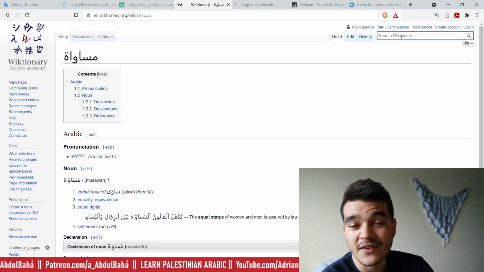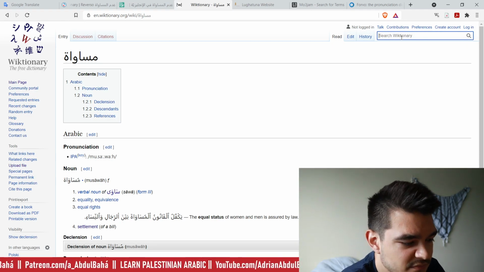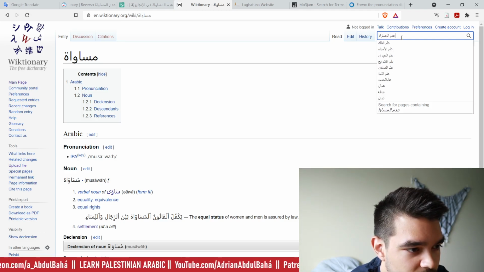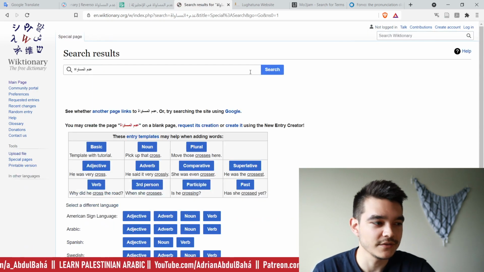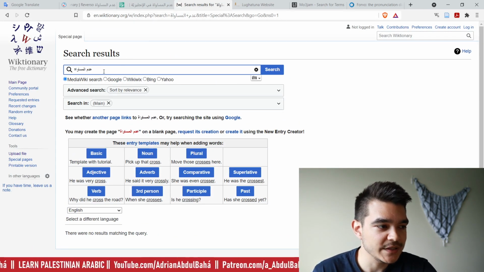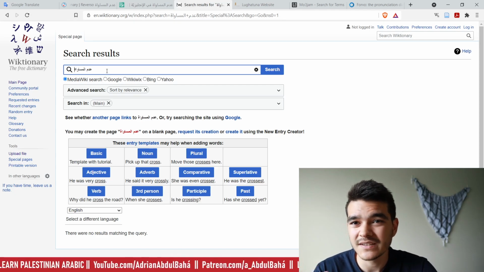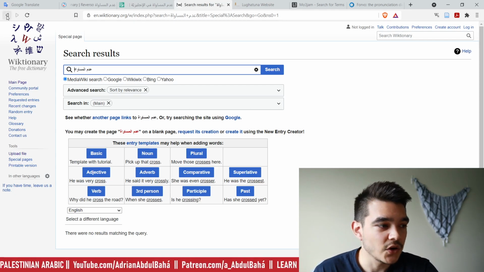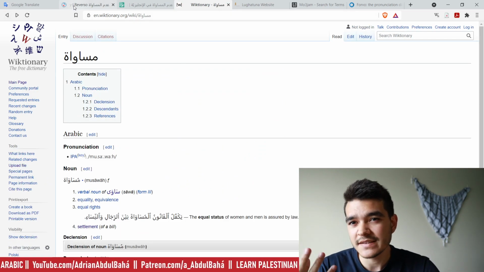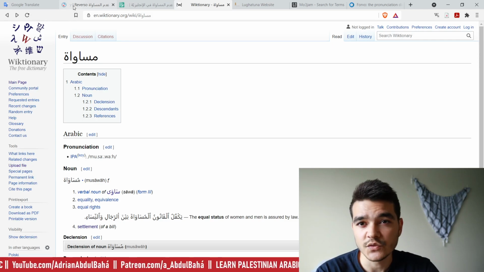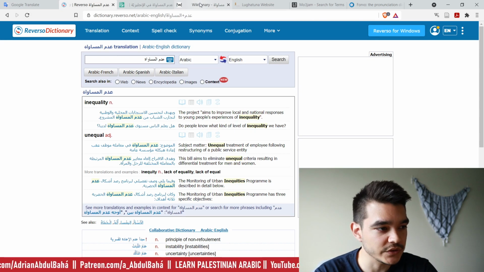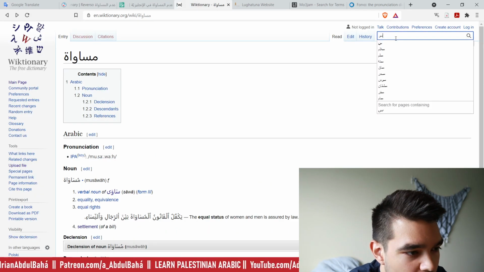But let's see what happens if I write sawa. Or actually, just to illustrate the point, let's see what happens if I write Adam al Musawa. It's not going to work. Yeah, so there's no way. This means inequality, but because it's two words, because it's a phrase, it's not going to know. So that fails at that. Again, for these types of phrases, you're going to have to use the Reverso type tools.